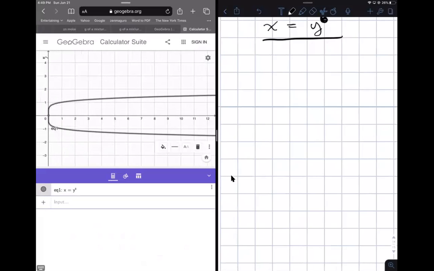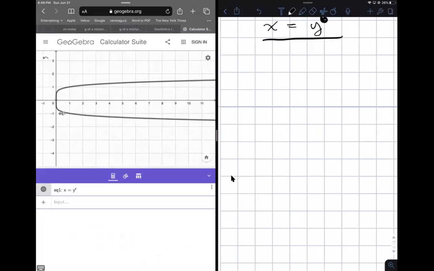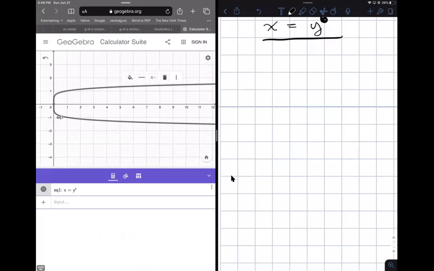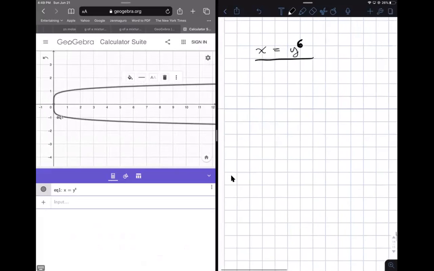So you can clearly tell that it's not going to be a function because for one x value, there are two possible y values. So when x is 1, y could be either -1 or 1, and that means it's not a function.